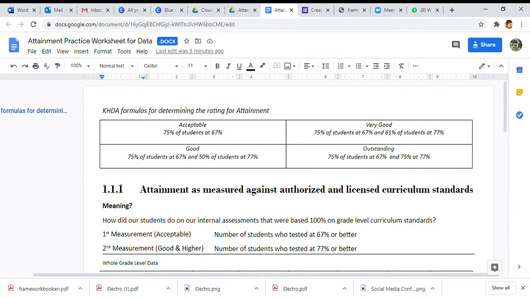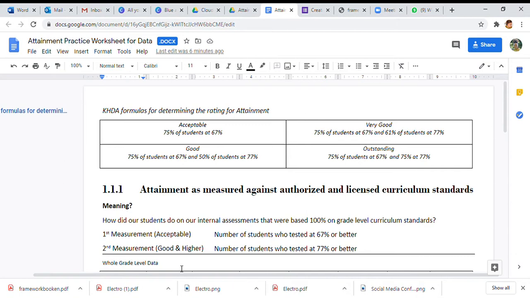Now, when I talk about 1.1, it's attainment as measured against the authorized license and curriculum standards. What does that mean exactly? Licensed curriculum standards is if you're on an American curriculum, if you're on UK curriculum, if you're on Indian curriculum, whichever curriculum that has been licensed and authorized by whatever nation or government that you're using. How did the students do against those curriculum standards?